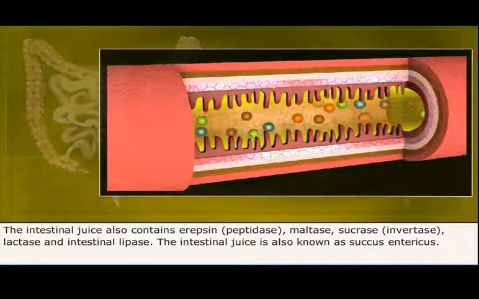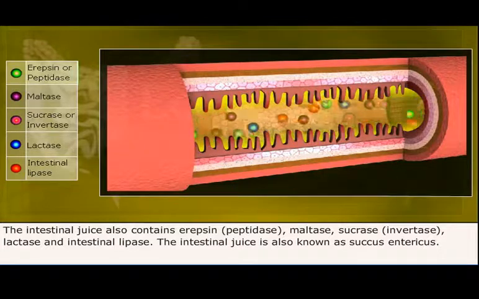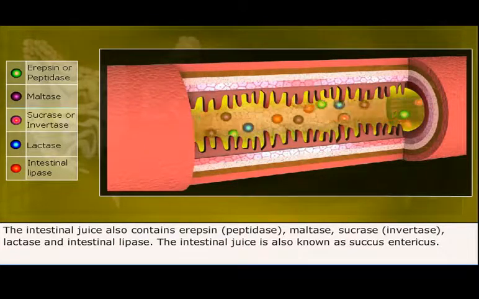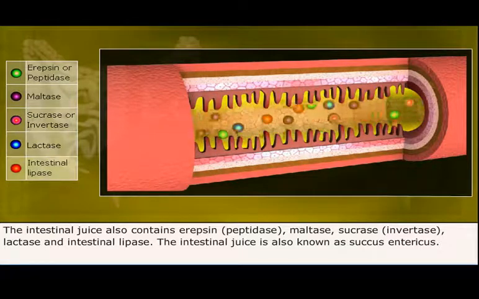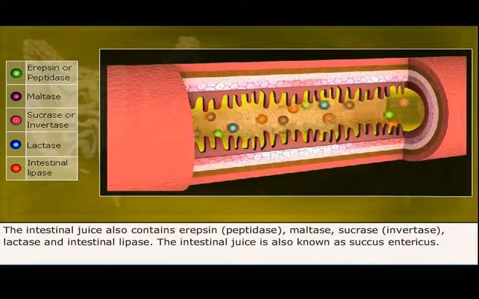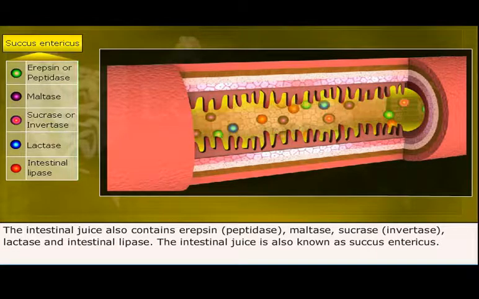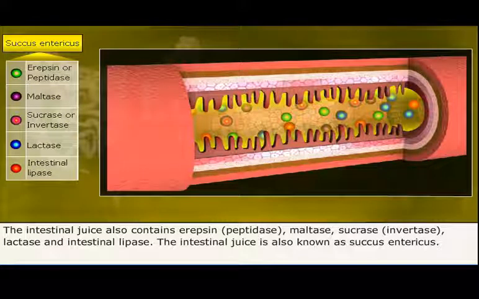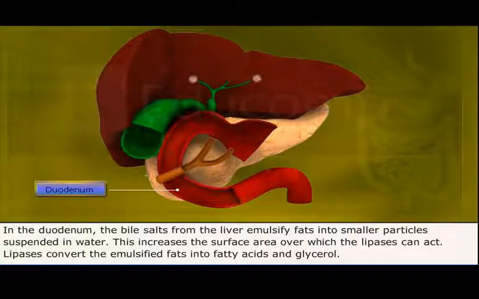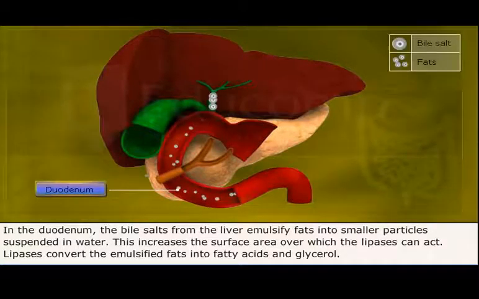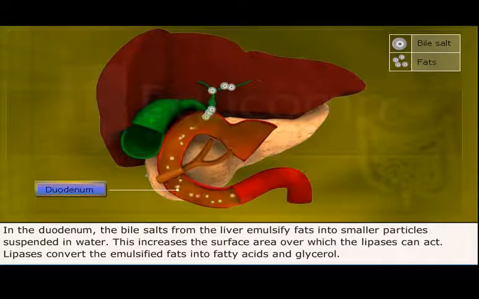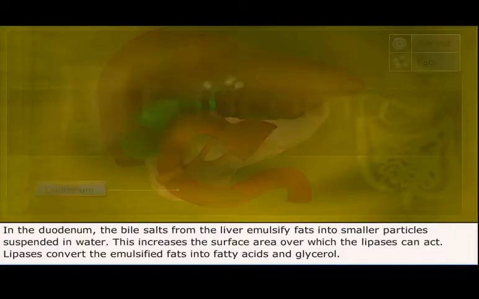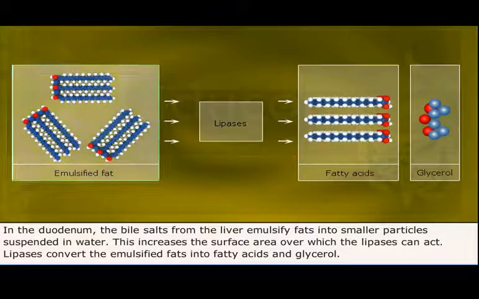The intestinal juice also contains erepsin or peptidase, maltase, sucrase or invertase, lactase, and intestinal lipase. The intestinal juice is also known as succus entericus. In the duodenum, the bile salts from the liver emulsify fats into smaller particles suspended in water. This increases the surface area over which the lipases can act. Lipases convert the emulsified fats into fatty acids and glycerol.